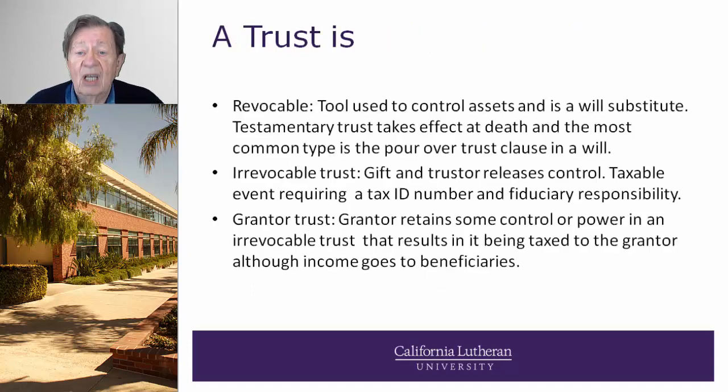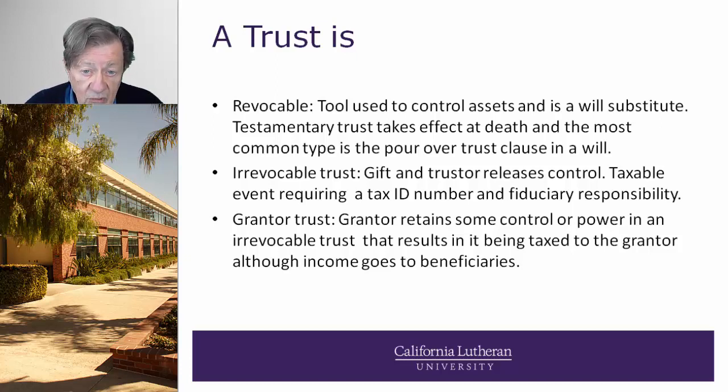What is a trust? A revocable trust is a tool to control assets and be a will substitute. Testamentary trusts take effect at death, and our most common type is our pour-over trust clause in a will that takes the assets of the will, puts them in a trust at the end of probate, and is managed by a trustee. An irrevocable trust is a gift, and the donor gives up complete control.